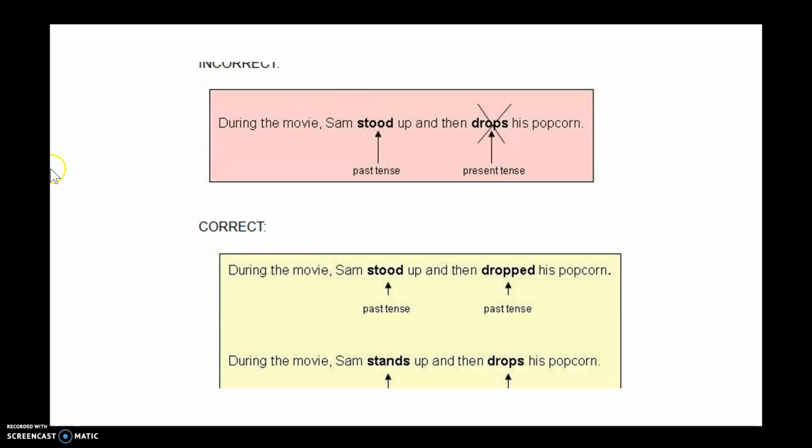So let's look at an example here. During the movie, Sam stood up and then drops his popcorn. Well, stood is in past tense and drops is in present tense. So we want to make them match. During the movie, Sam stood up and then dropped his popcorn. Both are now in past tense. During the movie, Sam stands up and then drops his popcorn. Both are now in present tense. So we just need to make them match, just be consistent with our tenses.